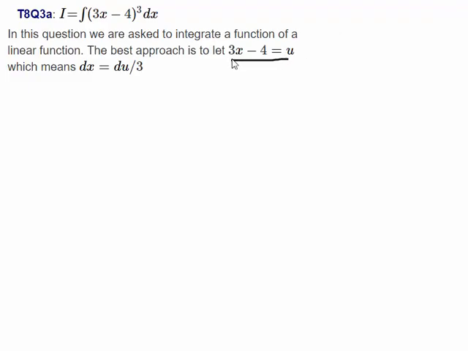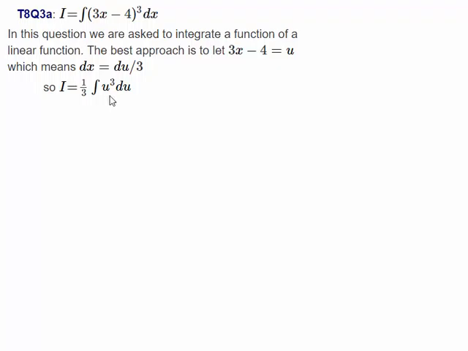If we differentiate the left hand side, we'll get 3. If we differentiate the right hand side, we'll get du/dx. With a bit of manipulation, you can see that dx is therefore equal to du over 3, which means that the integral now becomes the integral of 1/3 u³ du.